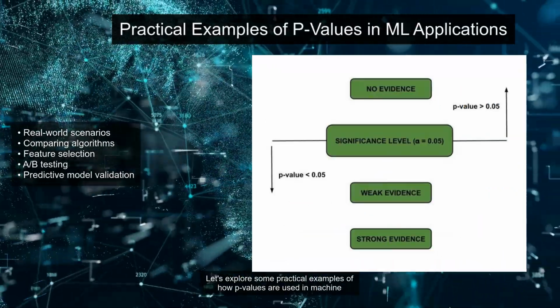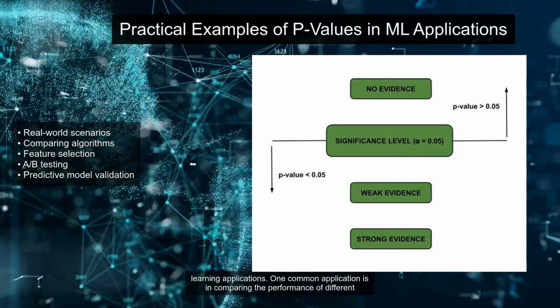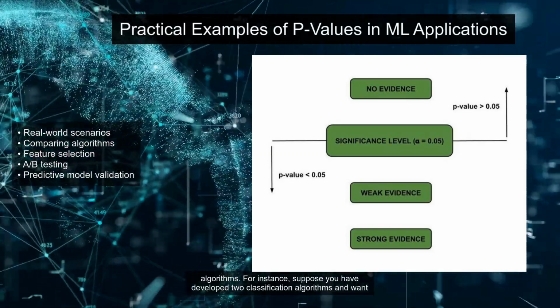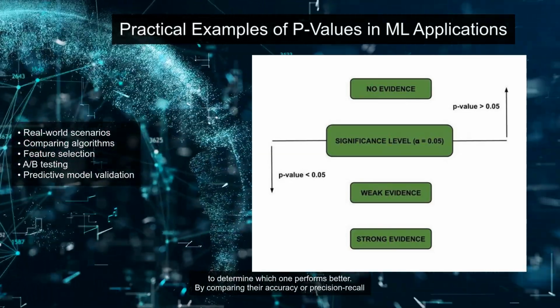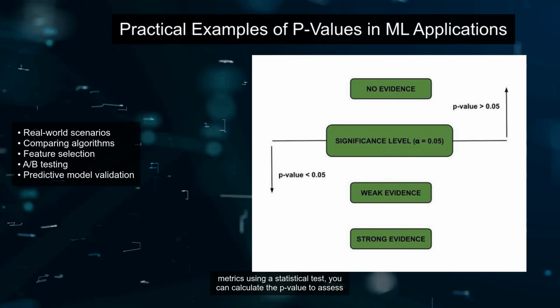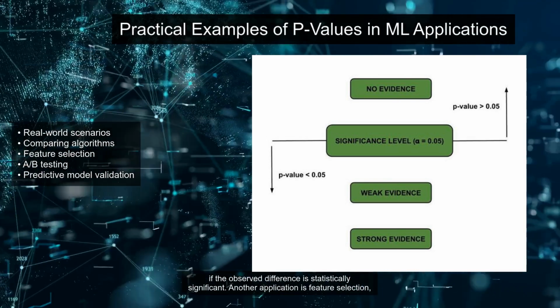Let's explore some practical examples of how p-values are used in machine learning applications. One common application is in comparing the performance of different algorithms. For instance, suppose you have developed two classification algorithms and want to determine which one performs better. By comparing their accuracy or precision recall metrics using a statistical test, you can calculate the p-value to assess if the observed difference is statistically significant.